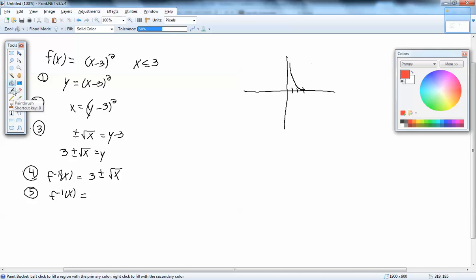Let me get my paintbrush back. There we go. I'm doing this on my work computer, and this is horrible, the equipment I have here.